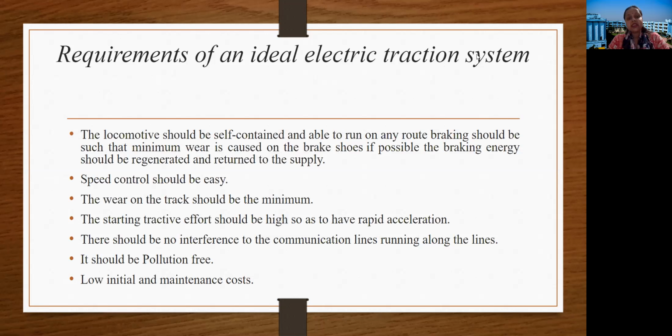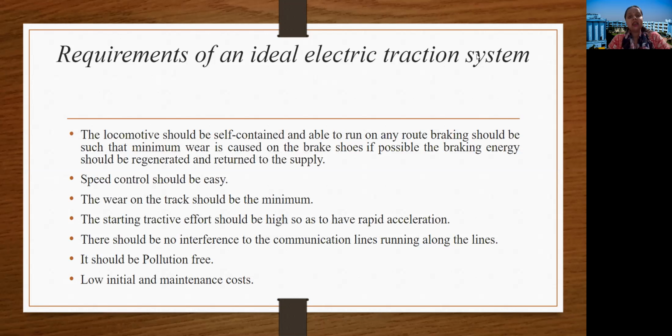The locomotive should be self-contained and able to run on any route. Braking should be such that minimum wear is caused on the brake shoes. If possible, the braking energy should be regenerated and returned to the supply. This brake shoe is a mechanical part, right? So for an ideal traction system, the mechanical involvement should be much lesser, so that we can reduce frictional loss and winding losses. That can be done through the electric traction system. So that is the first requirement.